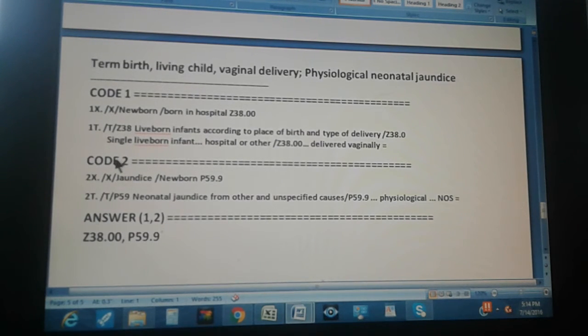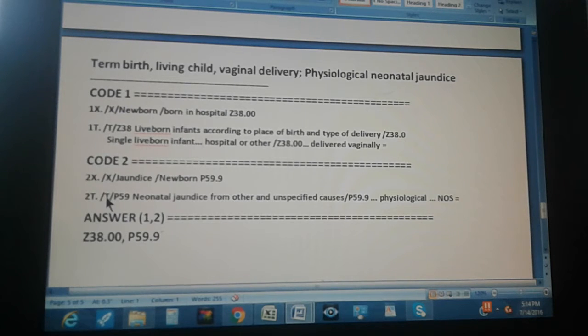So code number 2 through the index is found like this. First you go to the index. Then you go to jaundice. You start with jaundice because that's what he has. And then? Then newborn. And what do you have? P59.9. Now we're going to check this in the tabular.